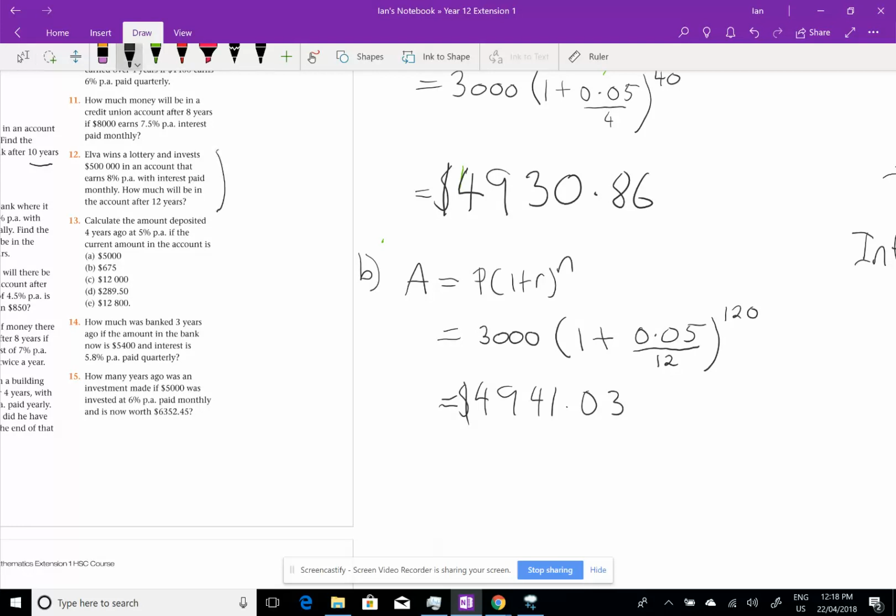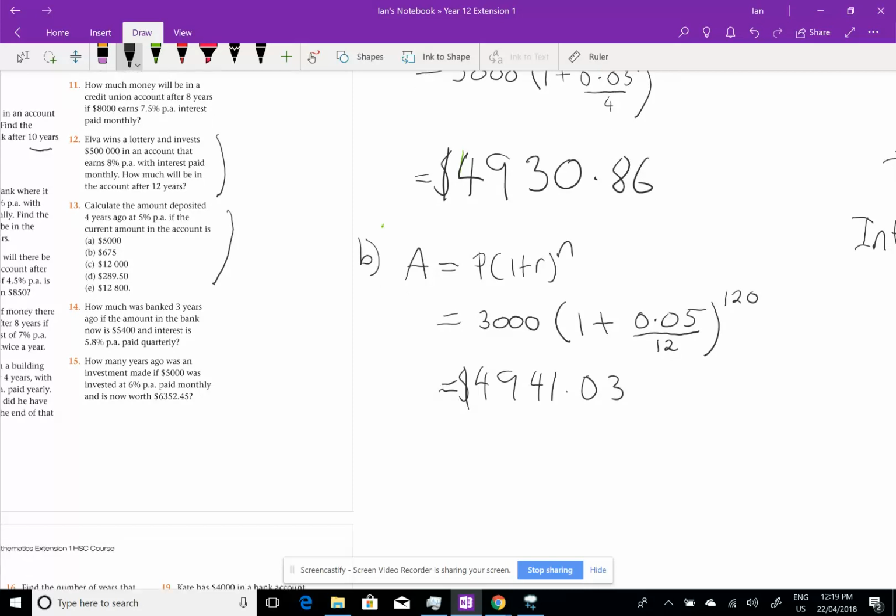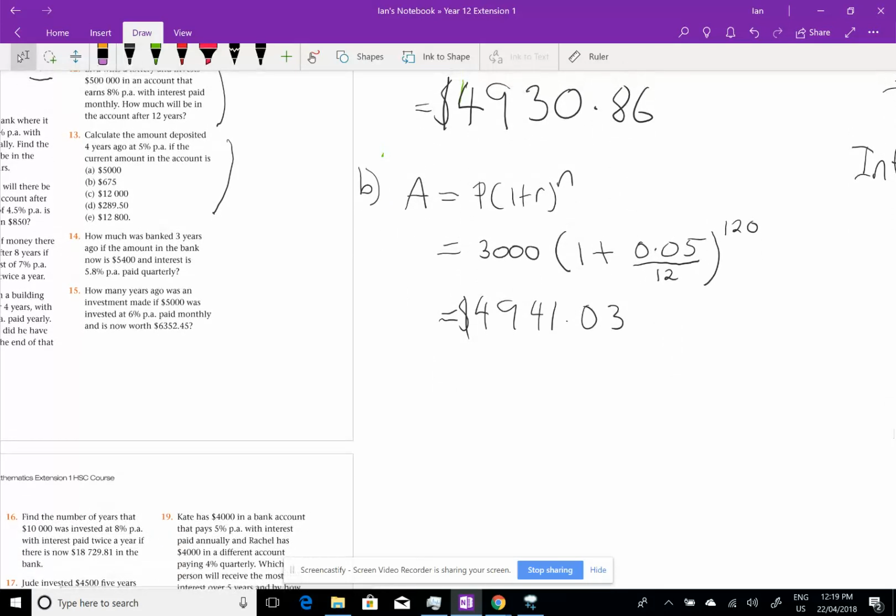Again, here's an amount. Find out how much it is. Now, question 13. Here they ask us to find P. So it's lucky that we know our algebra. So we'll do 13A, and you can have a go at the other ones, and we'll see if there are any others. They say find the amount deposited 4 years ago at 5% if the current amount is $5,000.